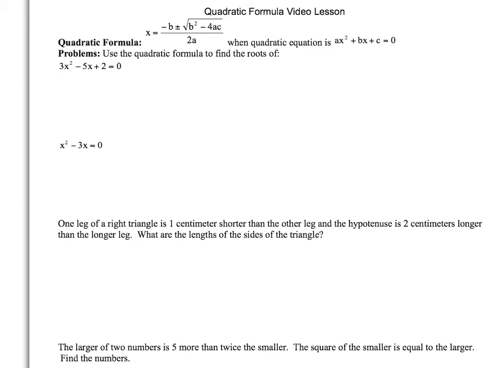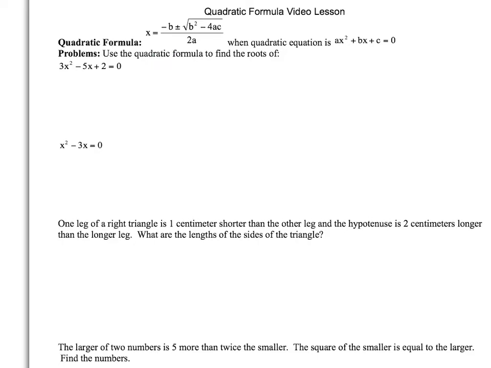Yesterday we solved quadratic equations using factoring. Today we are going to solve using the quadratic formula. Now if you look below, the quadratic formula is x equals negative b plus or minus the square root of b squared minus 4ac all over 2a.